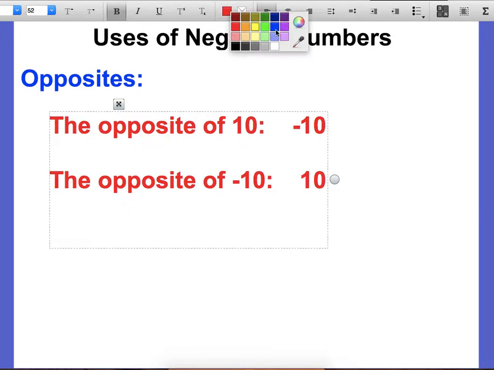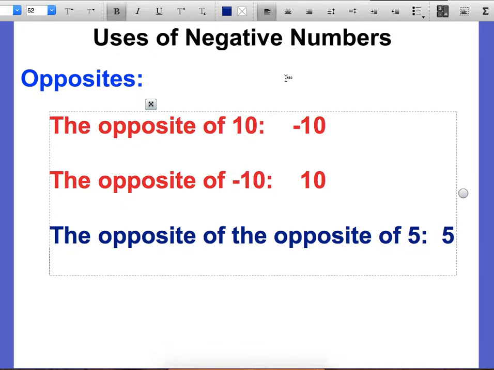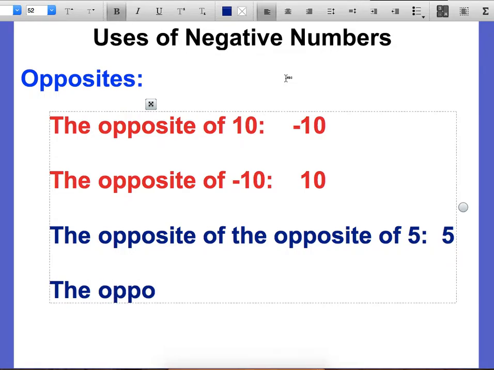Some things that might be tricky is if we think of the opposite of an opposite. So if I think of the opposite of 5, the opposite of 5 would be negative 5, but then if we do the opposite again, we get back to 5. The opposite of 0? 0 is neither positive nor negative, so it would just be 0.